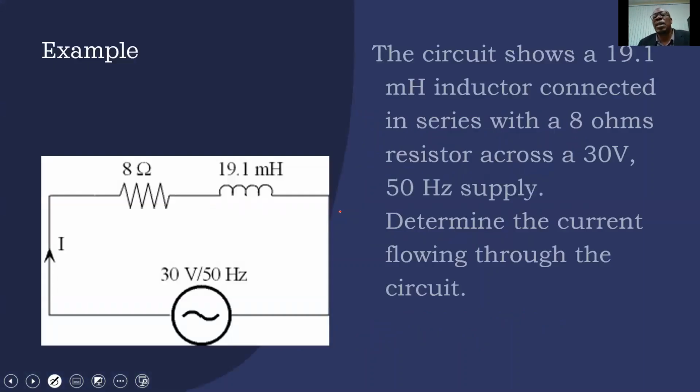The circuit shows a 19.1 millihenry inductor connected in series with an 8 ohm resistor, and the combination is then connected across a 30 volt 50 hertz supply. We want to determine the current flowing through the circuit.